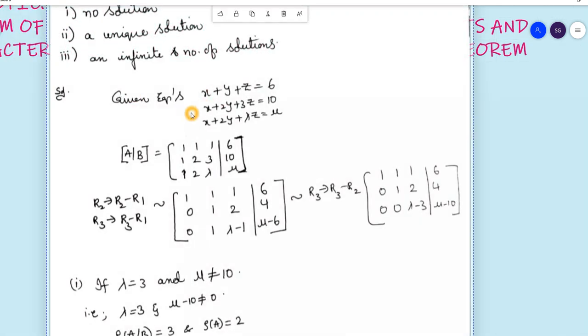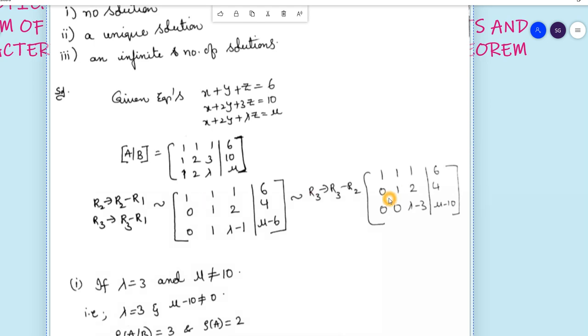For a system to have no solution, the condition is rho of A is not equal to rho of AB, that is, the rank of the coefficient matrix is not equal to the rank of the augmented matrix. So convert the given system of linear equations to matrix form, that is, write the augmented matrix. Then convert the augmented matrix into echelon form to find the rank of the augmented matrix.